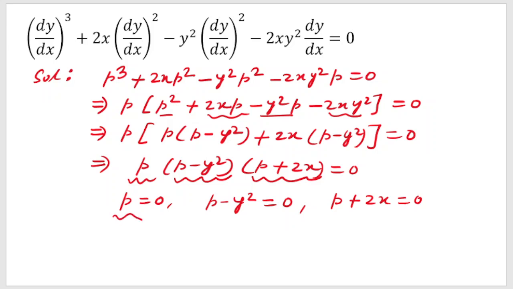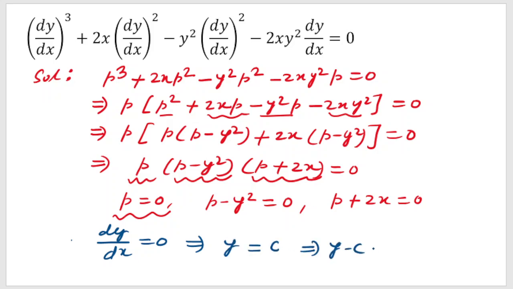Let us solve this first one. p = 0 can be written as dy/dx = 0, and it is very obvious that if I solve, I will get y = c, or I can write y - c = 0. Yes or no? So the first one I have got. I hope you got this point, how I got y = c.